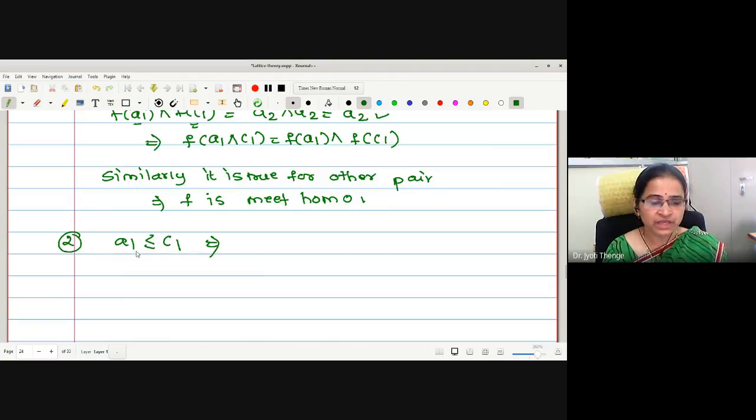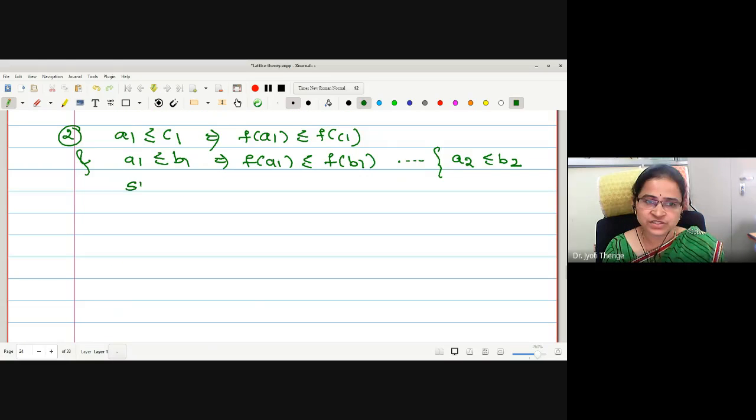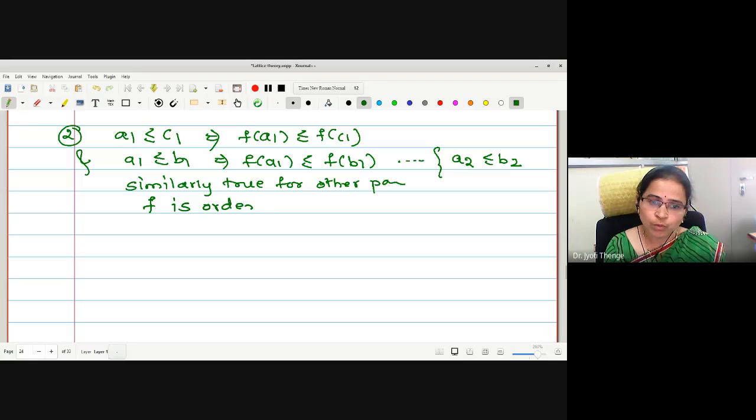Therefore, f of A1 precedes C1 implies f of A1 precedes f of C1, and A1 precedes B1 implies f of A1 precedes f of B1. Why is this so? Because f of A1 is A2 and f of B1 is B2, and A2 precedes B2 holds. Similarly true for other pairs. If you want, you can check for all the pairs. Therefore, may I say F is order homomorphism.